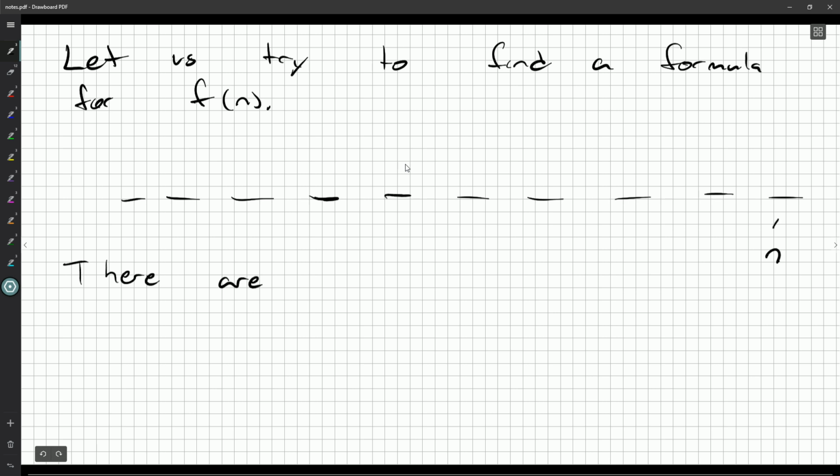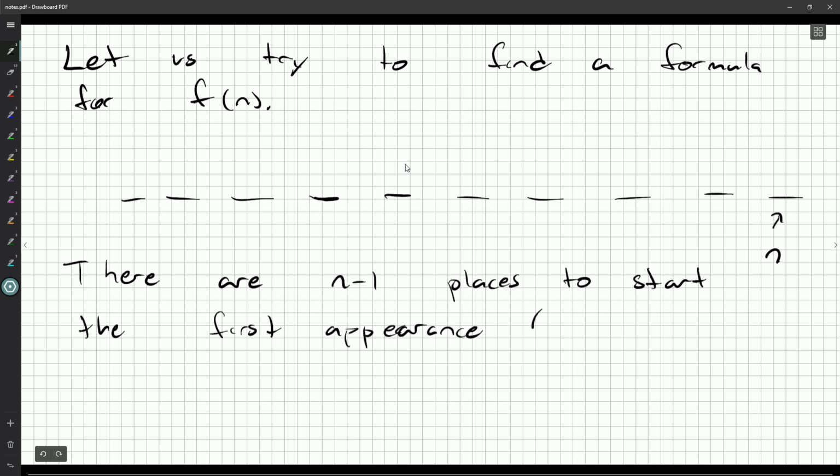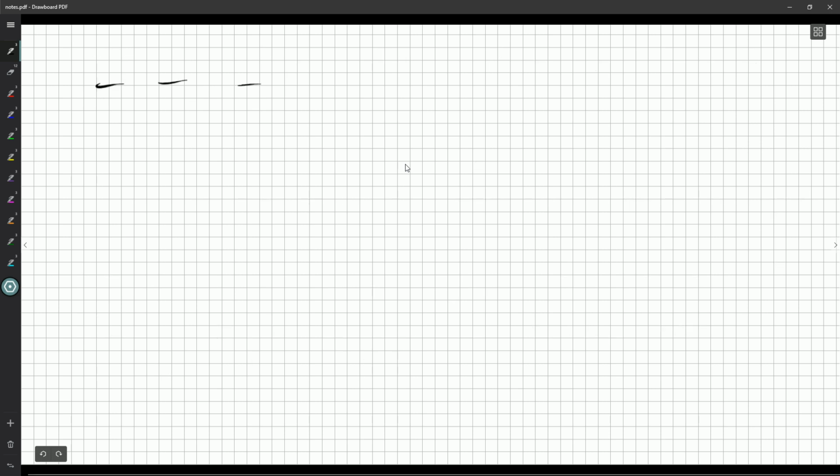You can start your CC anywhere but the last one. So there are n-1 places to start the first appearance of CC. And you could say read left to right. I think it would be obvious to whoever's marking. Okay, so let's say, well, we'll do it on the next page. So there's n of them.